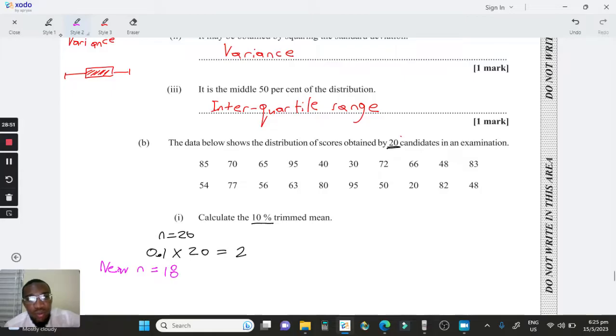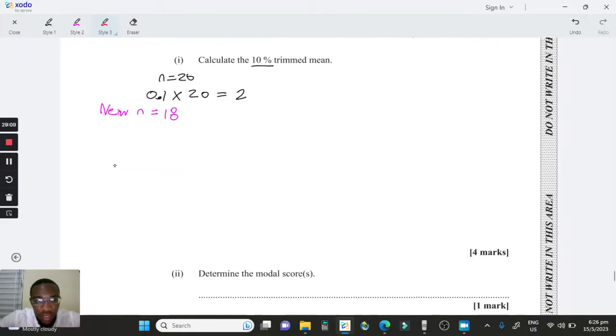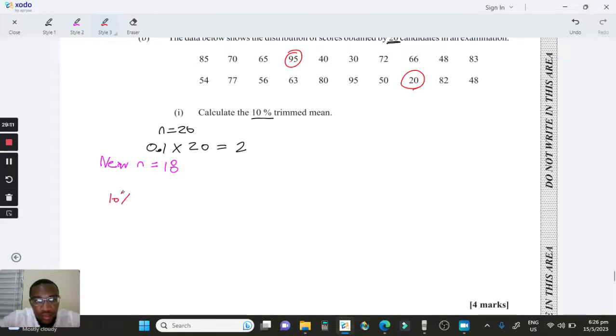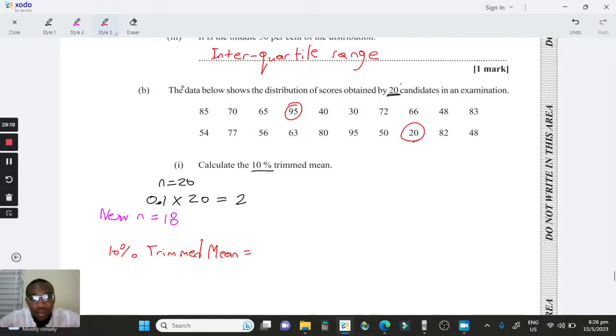So that means we're going to need to remove the lowest and we're going to need to remove the highest. Searching for the lowest grade, it looks like 20 is the lowest, and it looks like 95 is the highest. So we'll scrap those. So now the 10% trimmed mean is equal to adding up all of those that remain.